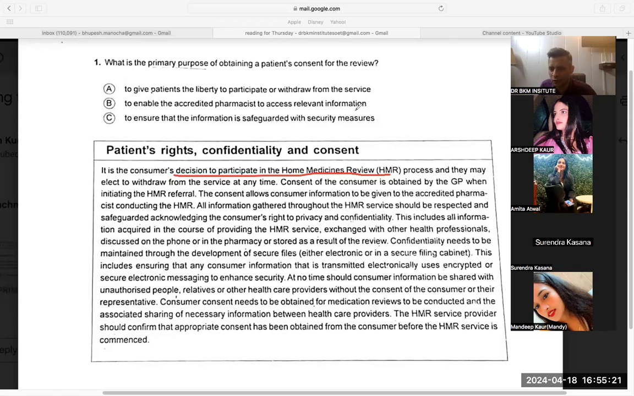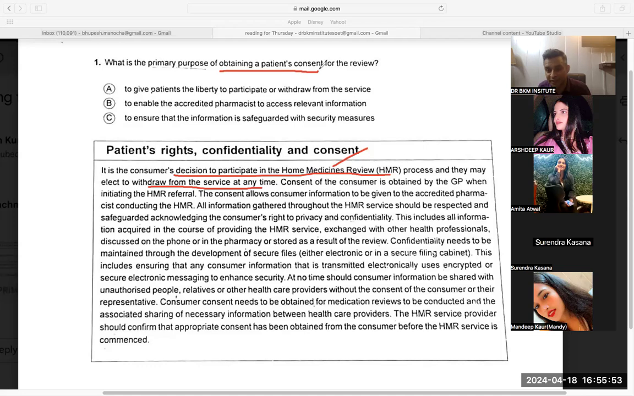Obviously in the exam, it will not take much time. Even if I will take the exam, my only question would be why should the doctor take the consent? But I'm making you understand, that's why I'm taking time. Okay. So, home medication review process and they may elect to withdraw from the service anytime. So that means the patient can withdraw from the service anytime. So this line cannot have my answer because whether the patient withdraws or does not withdraw, he does not need my consent. The question is why does the doctor need a patient consent?